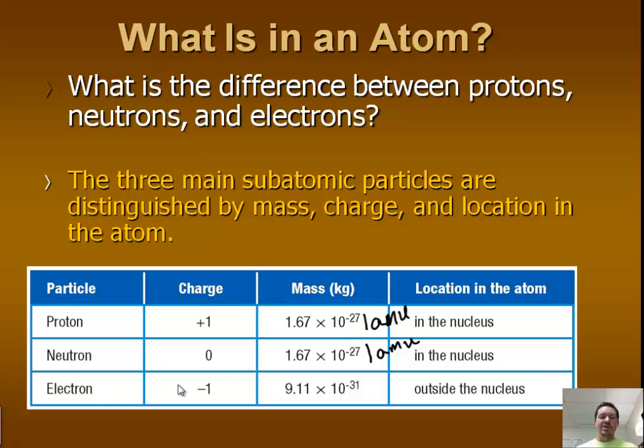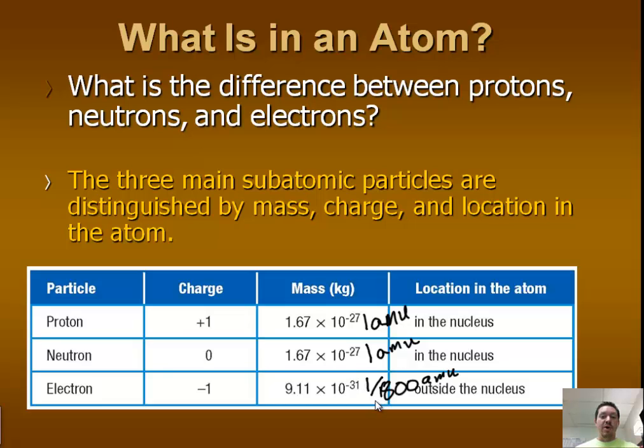And then we have an electron. It has a negative 1 charge. We're going to say that it has a mass of 9.11 times 10 to the negative 31st kilograms. This is approximately 1 over 1,800 AMU.